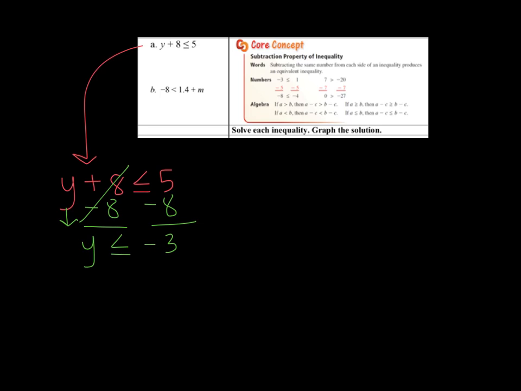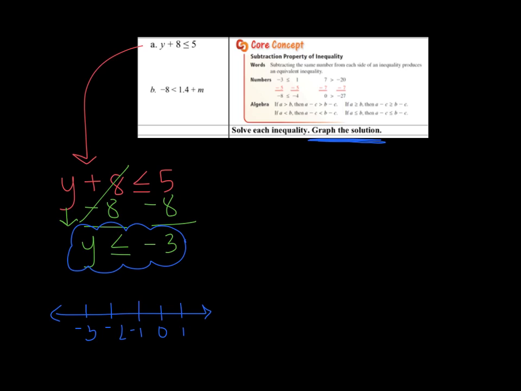So this would be the first part of my answer, but notice right here it also asks me to graph my solution. So I'm going to draw a number line. I am going to make sure that negative 3 is on there and some other values.